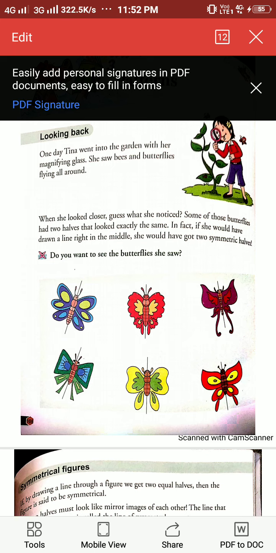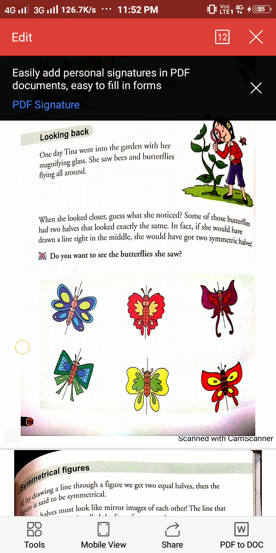Students, one day, I'm telling a story, listen very carefully. One day, Tina went into the garden with her magnifying glasses. This is Tina, and these are all butterflies. This is a magnifying glass. Have you seen this one? She saw bees and butterflies flying all around. Where? Into the garden.